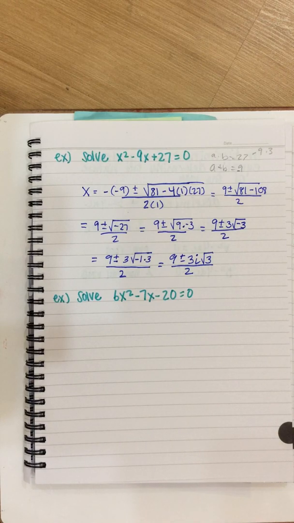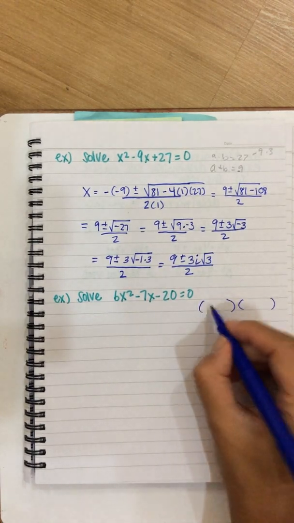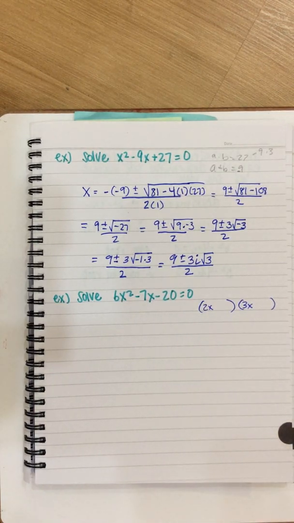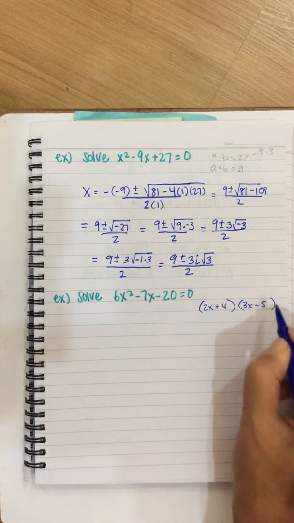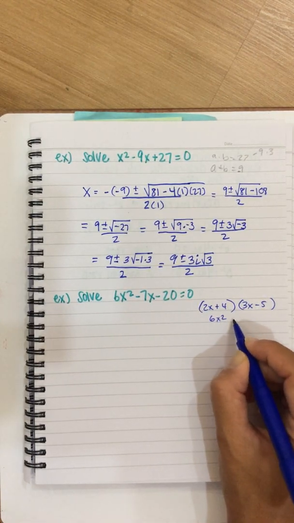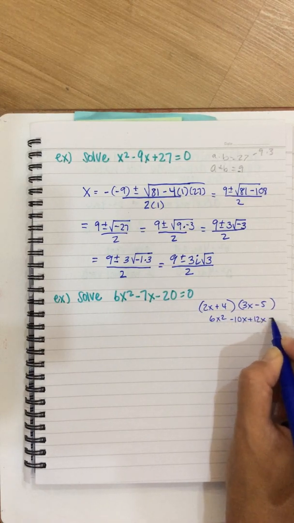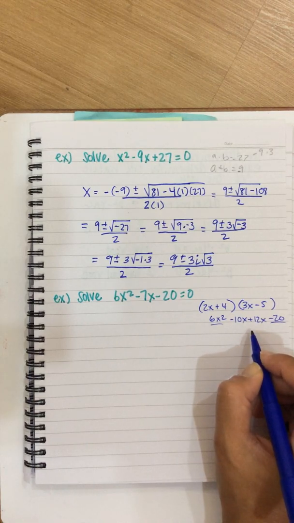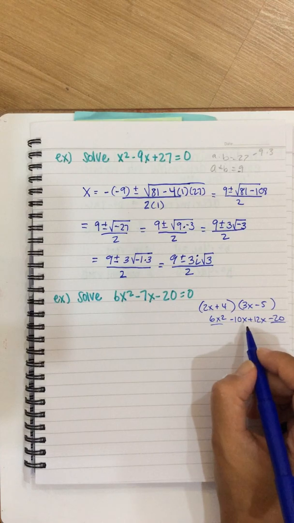So I could start thinking about what this could be. I know one could be a 2x and one could be a 3x. And then maybe we could do plus 4 minus 5. Does that work? That's 6x squared minus 10x plus 12x minus 20. Those work, but this isn't giving me 7. It's giving me 2. I need negative 7.